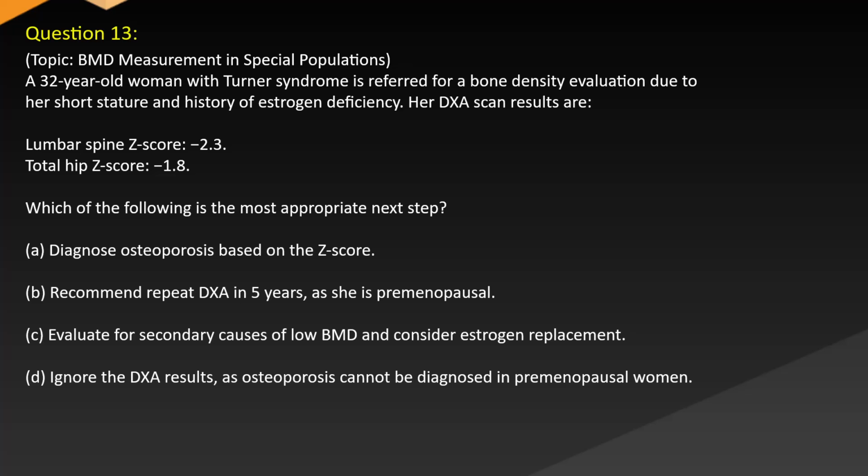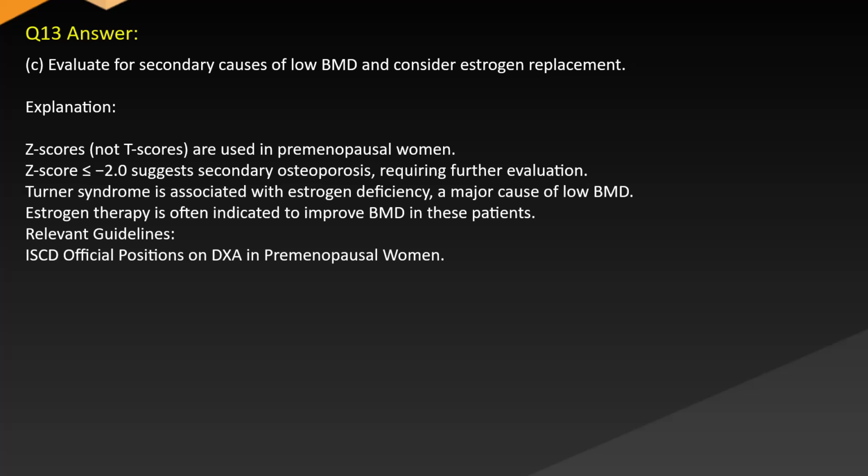D. Ignore the DXA results as osteoporosis cannot be diagnosed in premenopausal women. Answer: C. Evaluate for secondary causes of low BMD and consider estrogen replacement. Explanation: Z-scores, not T-scores, are used in premenopausal women.